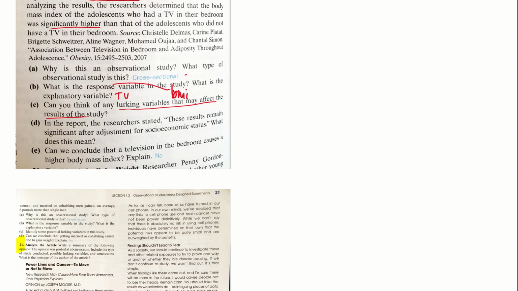Okay, the results remain significant under the adjustment for socioeconomic status. So that just means if we take out socioeconomic status, because if you have more money, you're more likely to have TVs in your rooms, quite possibly. You're more likely to have access to foods that are fat. So maybe that's a lurking variable. But if we get rid of that lurking variable, if we adjust for it, we take that into account, they're saying the results still are significant. So all that means is socioeconomic is not a factor in this study, but there still could be others.